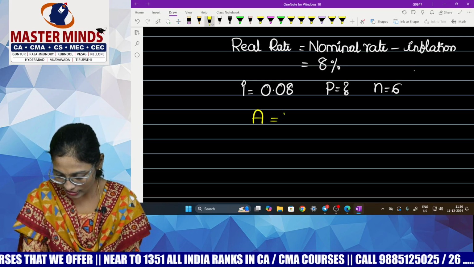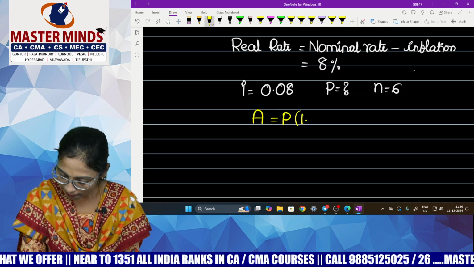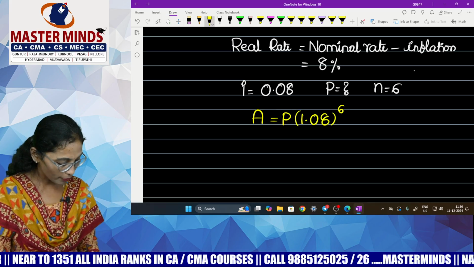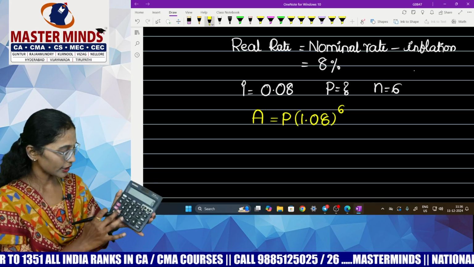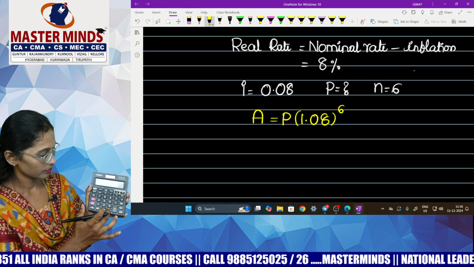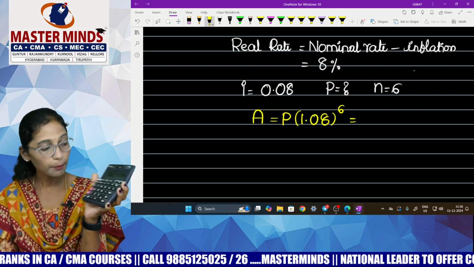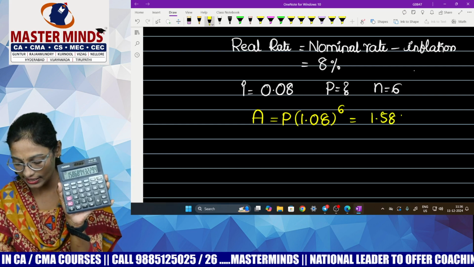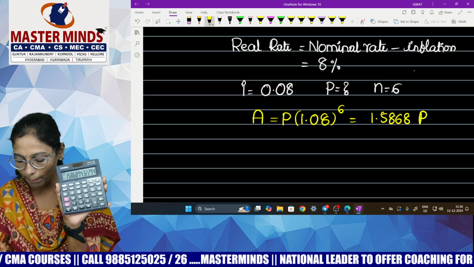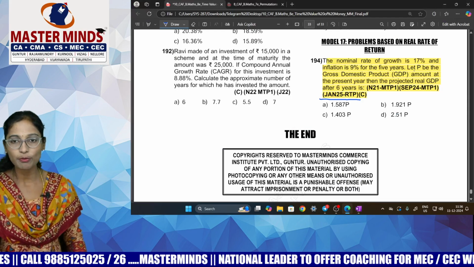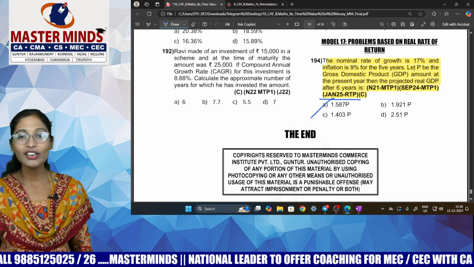Amount formula is P of 1 plus I whole power n. Calculate power 6, 1.08 power 6. Do that. How much? 1.5868 into P. So if he wants, he can write it as 1.587 also. It depends upon the person who is writing.